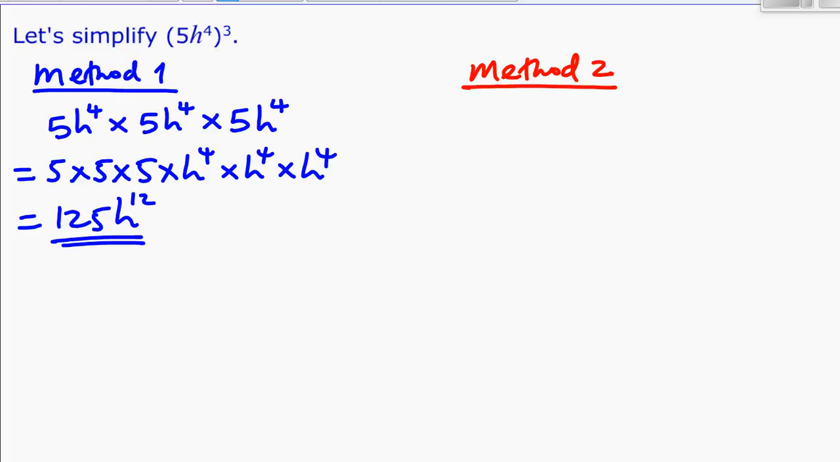you have 5 into bracket to the power 3, and you have h to the power 4 into bracket to the power 3, which will give you 125. Now here, because you have a power of a power, you just multiply those powers, you'll have h to the power 12. And that's your answer.